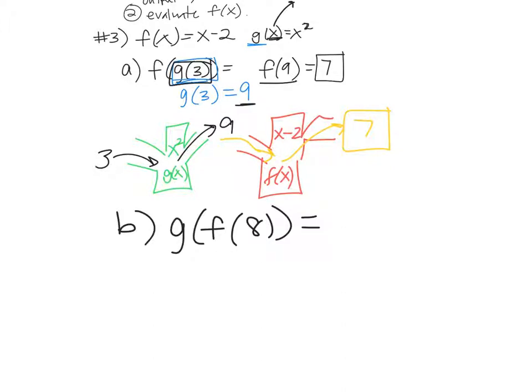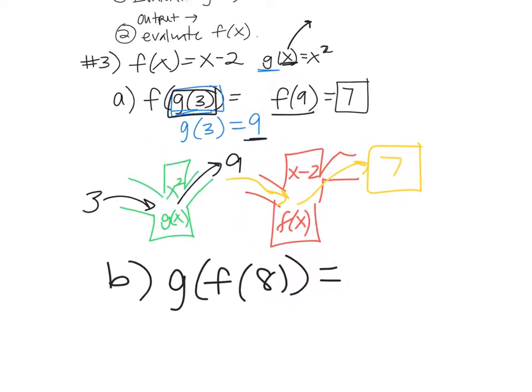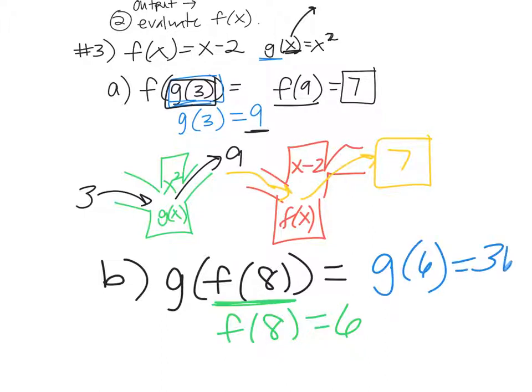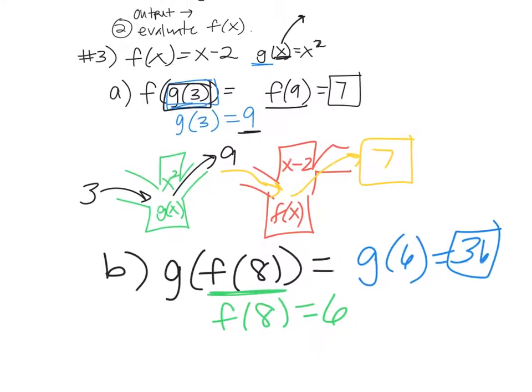Does anyone think they know what the correct answer is? 36. Yes. Yeah, we're still using these functions. Here's number 3, and this was A, and this is B. They're still the same functions. Now you try it. So you start from the inside out. You take 8 and you plug that into f. So f of 8 is 8 minus 2. And then you take that and you plug that into g, and you get 36. And that's your answer. Now, I've had people over the years who will tell me the answers are 6 and 36. It's not true. There's one number answer to this.